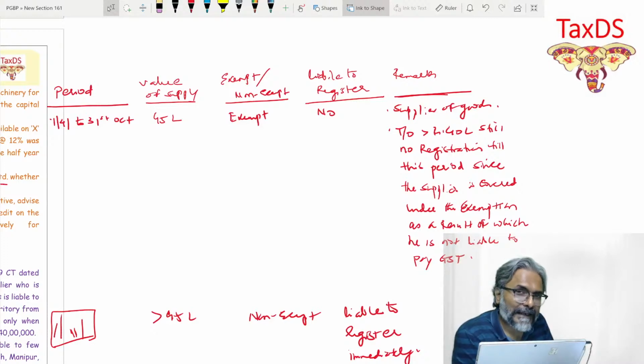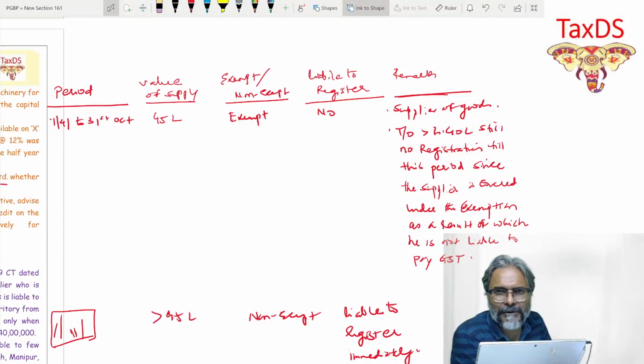Whether it was an exempt or non-exempt turnover, it was an exempt turnover. Therefore, he was not liable to register. Liable to register? The answer is no. So the period was from 1st of April to 31st of October. Value of supply is 45 lakhs. Exempt or non-exempt? The answer to that, students, is exempt. Liable to register? The answer is no.